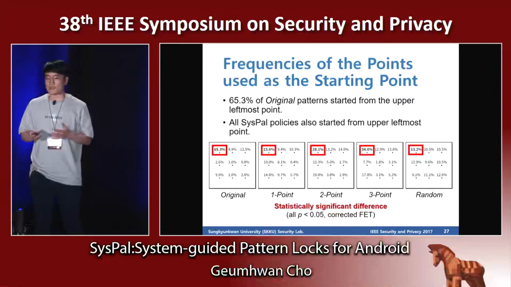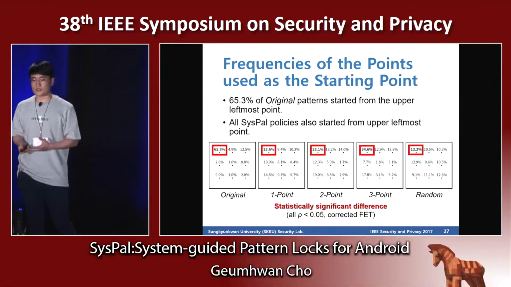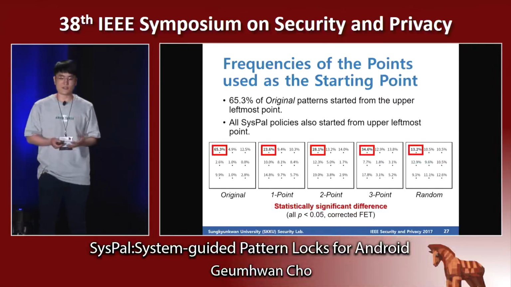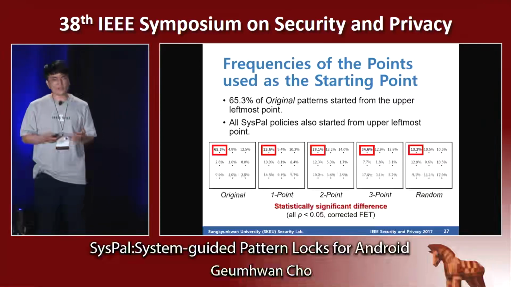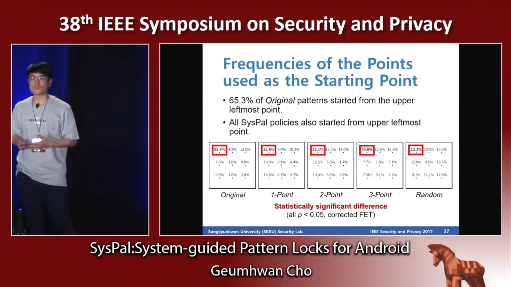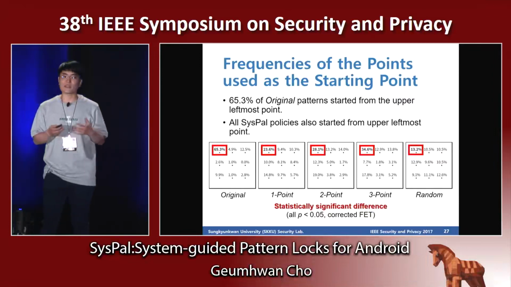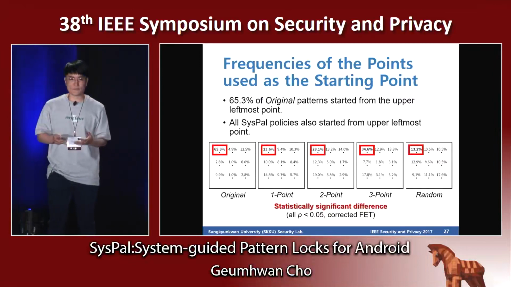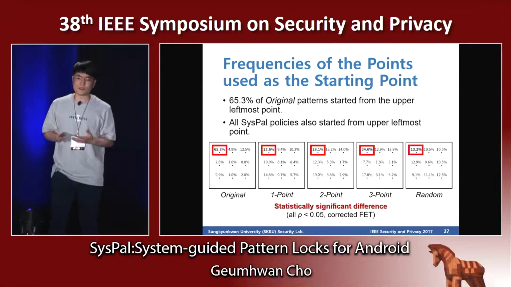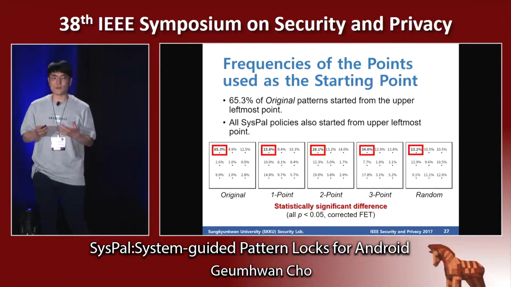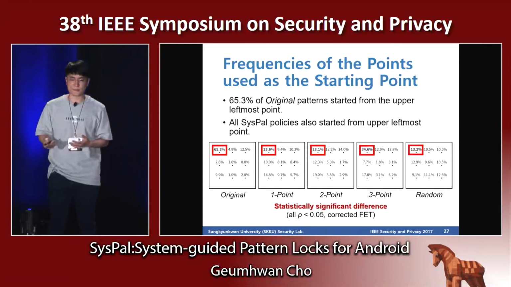However, the ratio is quite decreased, and the difference is statistically significant. We thought that this is because we allow the participants to reset their pattern when they create a pattern. If they did not have a chance to change their pattern, maybe the starting point would be more evenly distributed.